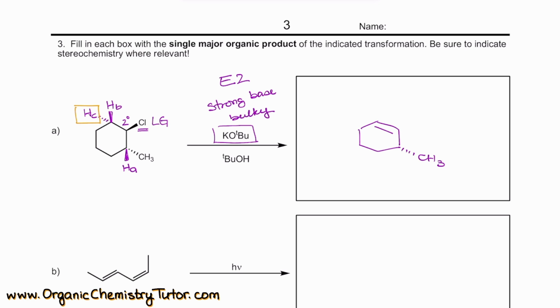So keep in mind that for E2 reactions, the hydrogen and the leaving group always must be antiperiplanar to each other. So in this case, our tert-butoxide is going to come in, tag on this proton, those electrons are going to cascade around and kick our chlorine out.